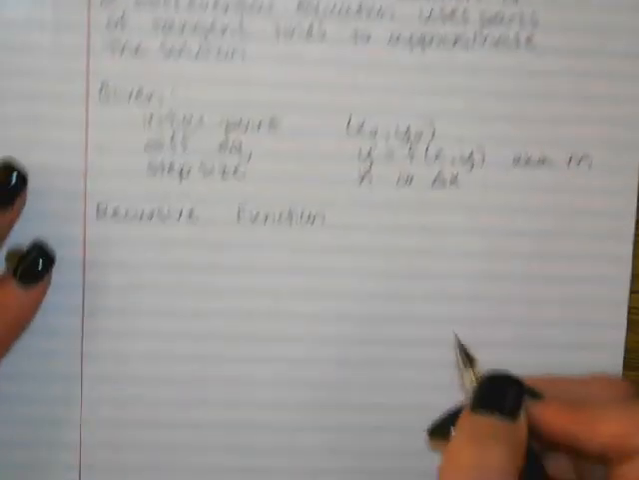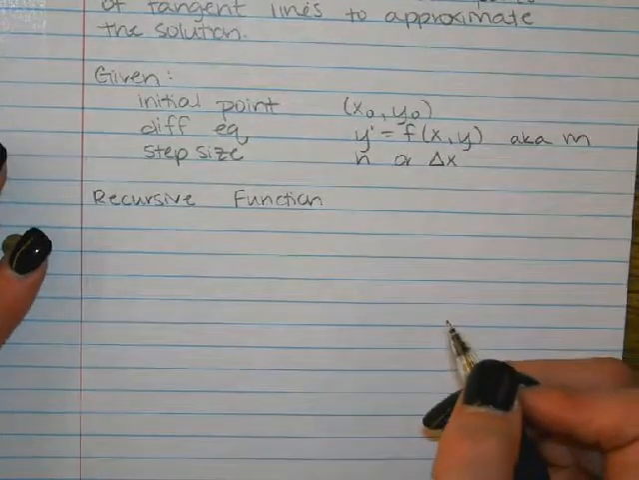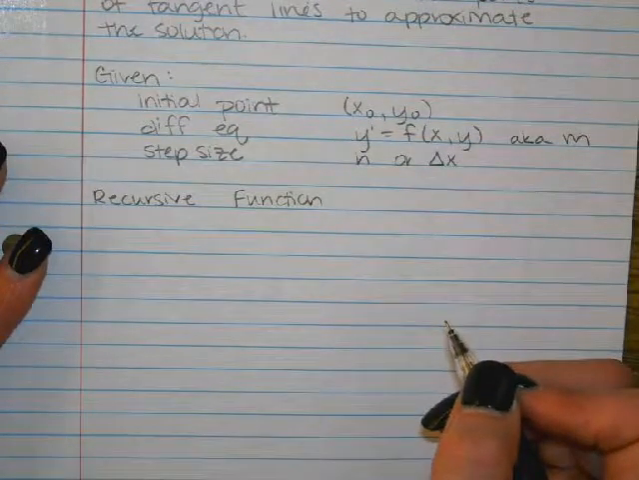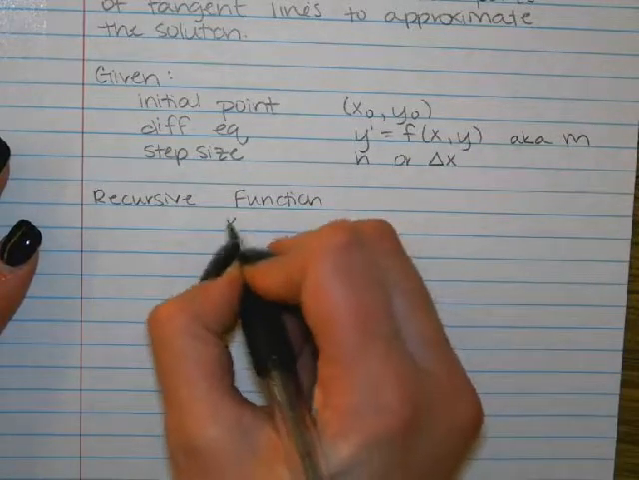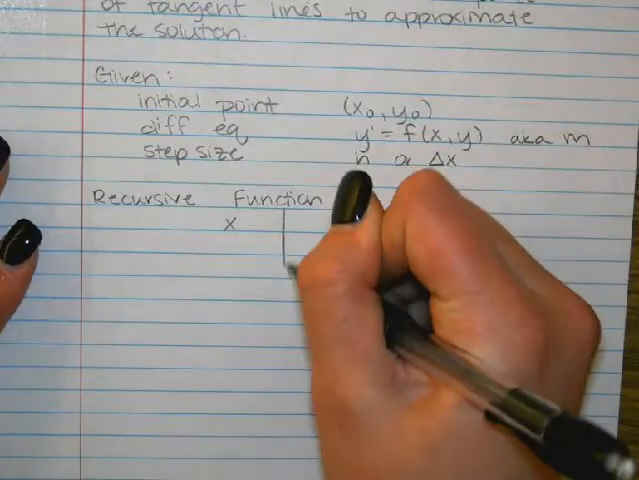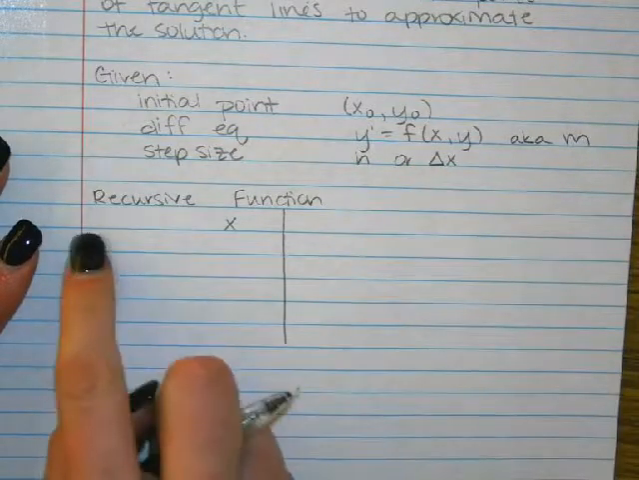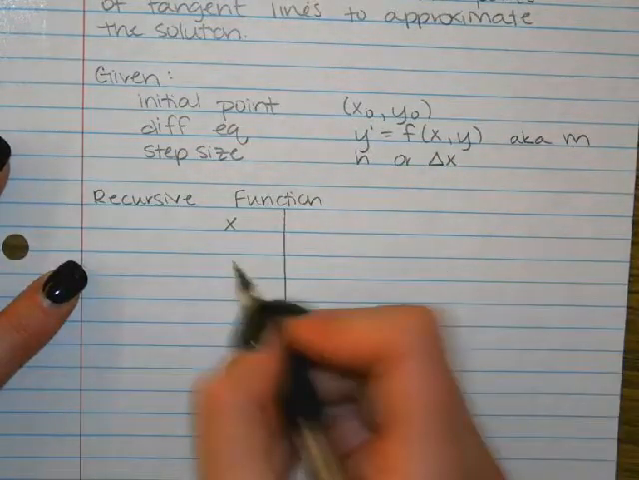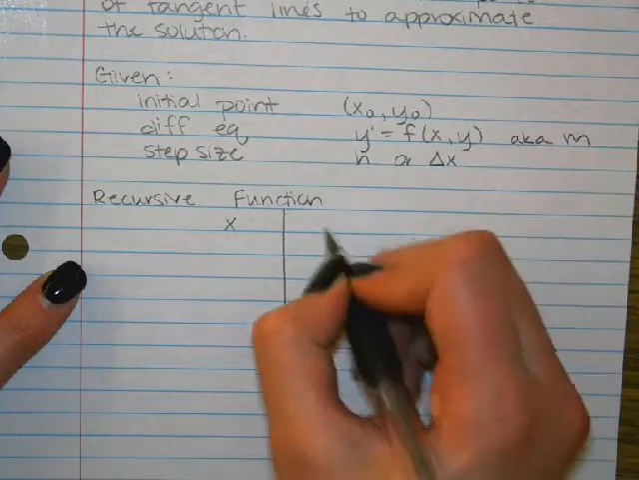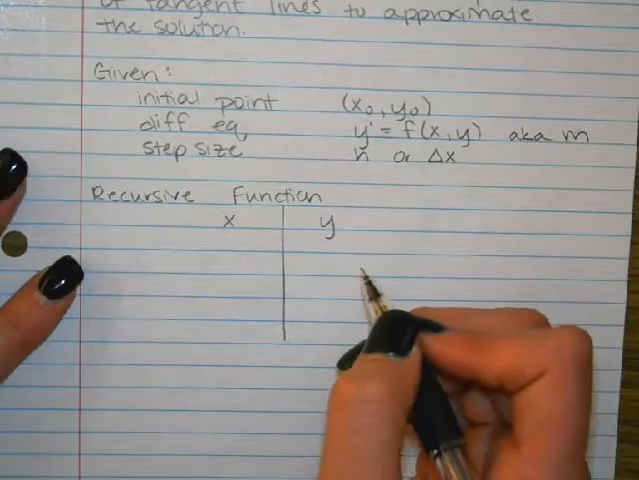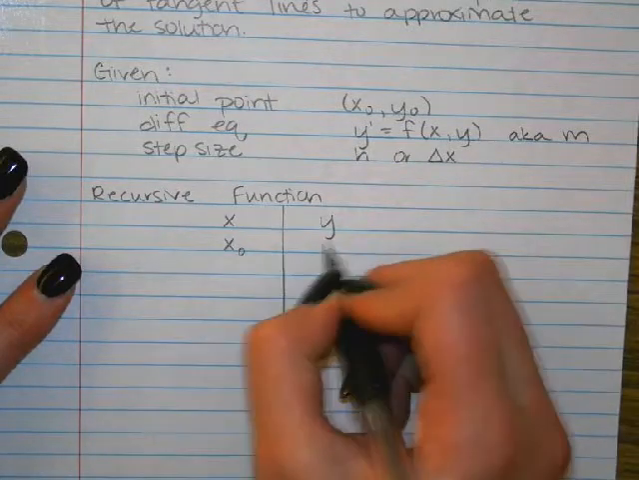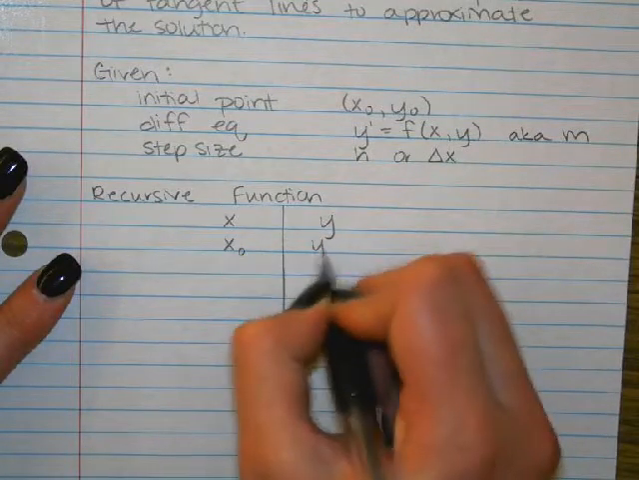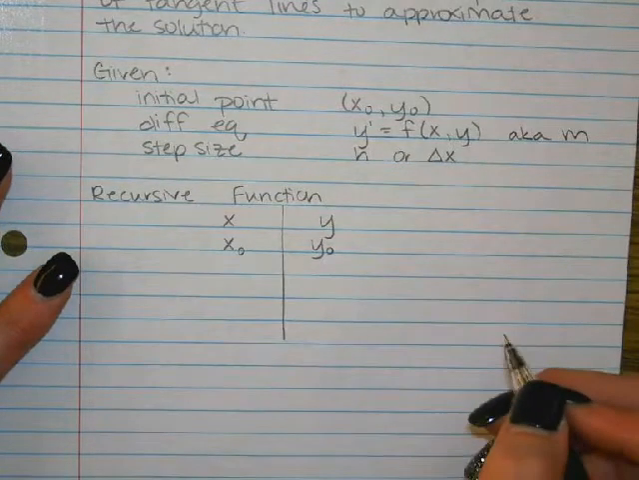So I'm going to describe to you how we find the x-coordinates and how we find the y-coordinates of this recursive function. So I'm going to go ahead and make a table. And I would not put the table up next to the margin of your paper because we're going to have to write a few things over here. So we've got our x-coordinate and our y-coordinate. We always start off in our table with that initial value. So x sub 0 and y sub 0. That's our initial point.